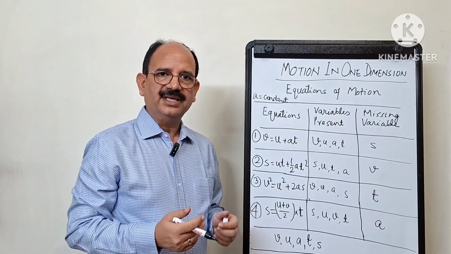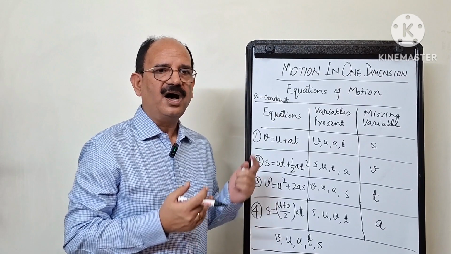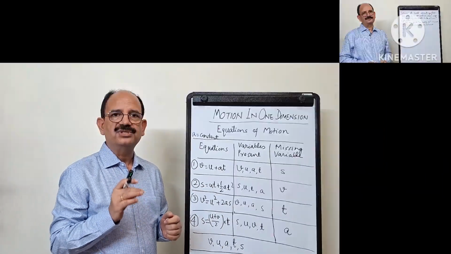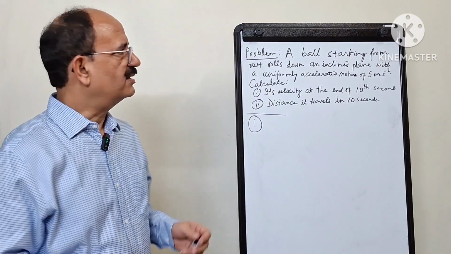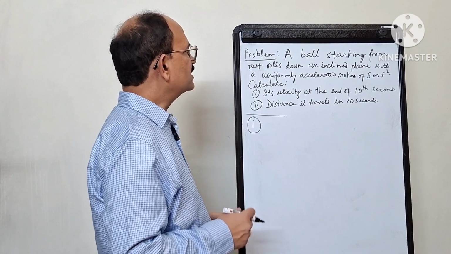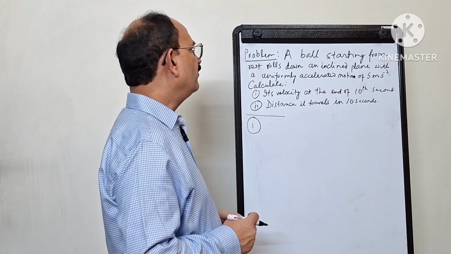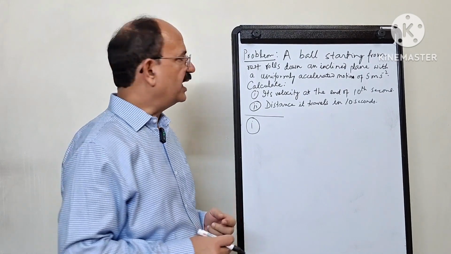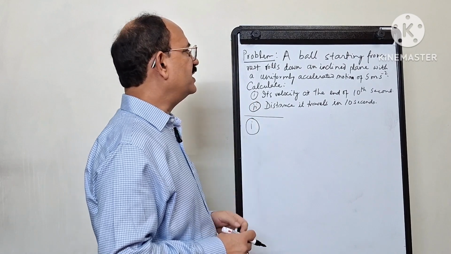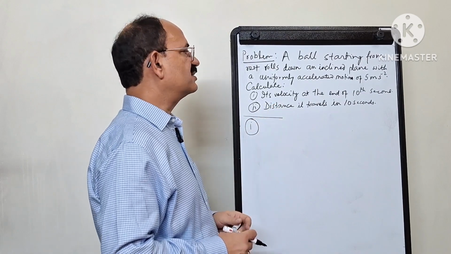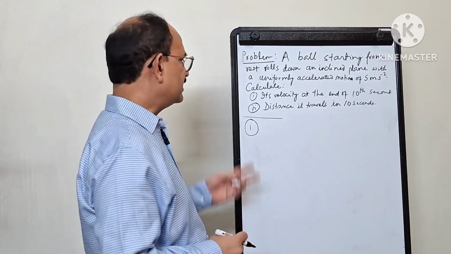Now we will also see with one example how these equations of motion can be used and how we can choose the correct equation. Okay, so let's try solving this problem. A ball starting from rest rolls down an inclined plane with a uniformly accelerated motion of 5 meter per second square. We have to calculate first its velocity at the end of 10th second, and second the distance it travels in 10 seconds. Let's try solving this.